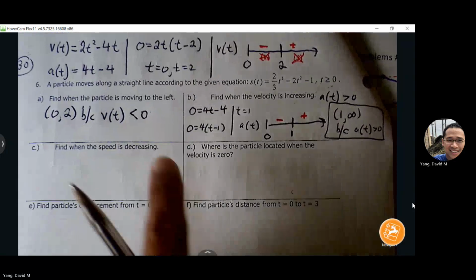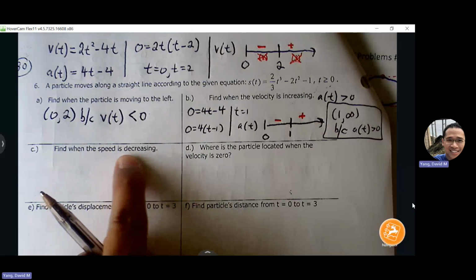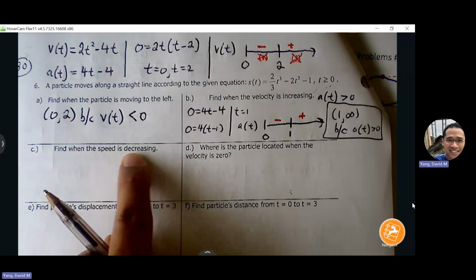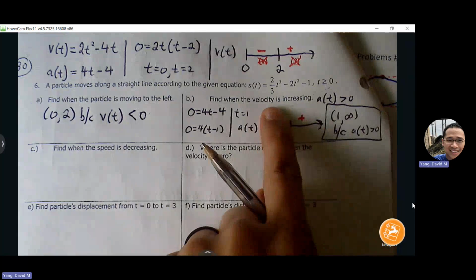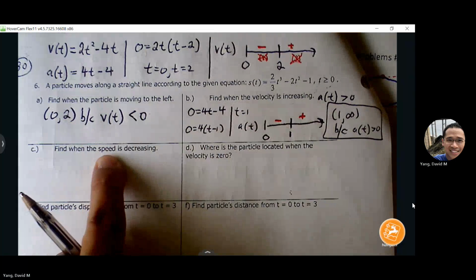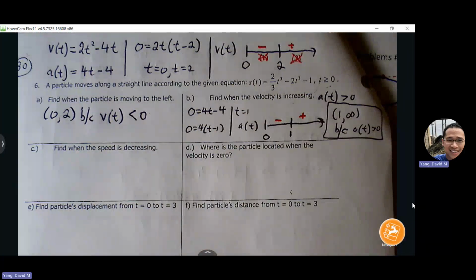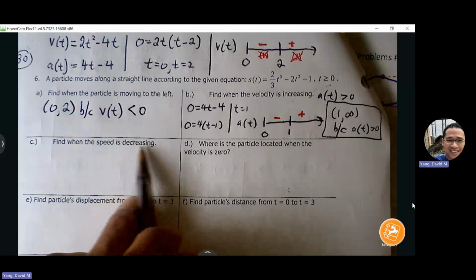Okay. Find when the speed is decreasing. Now, if I want to find increasing, decreasing speed, what needs to happen? This is not the same thing as velocity increasing, decreasing. We've got to look at velocity and acceleration. So I think the easiest thing to do is let's just line up both sign lines. Let's line everything up and see, what are we looking for? Signs to be opposite.